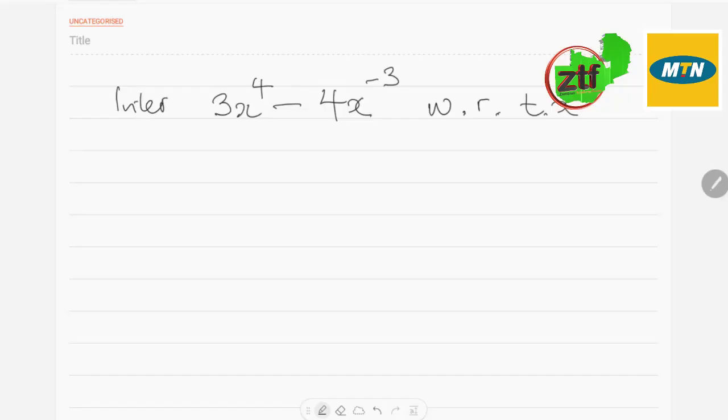Integration. Last time I talked about integration as the reverse of differentiation, so I'm not going to take much time explaining it on this question, but I'm sure there's another question coming in paper 2 where I'm going to spend much time so that you can really understand what we are talking about.